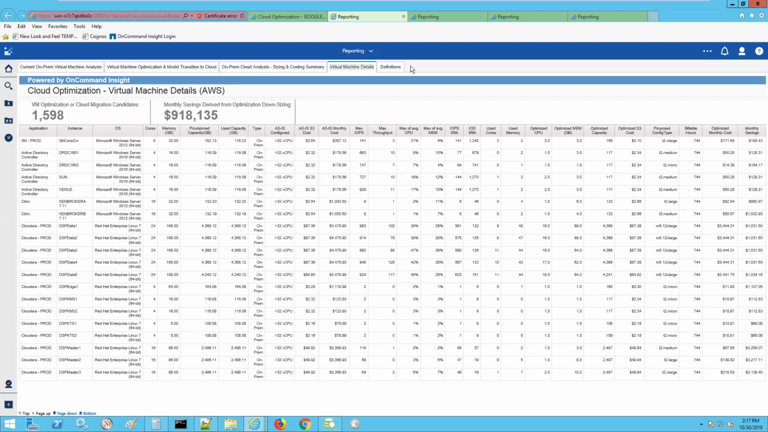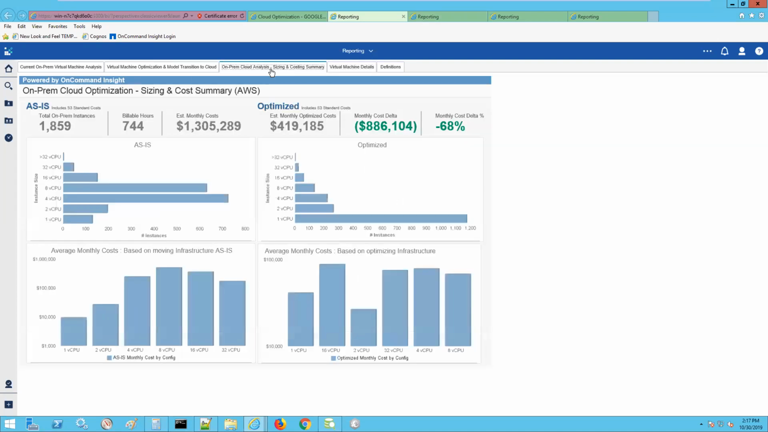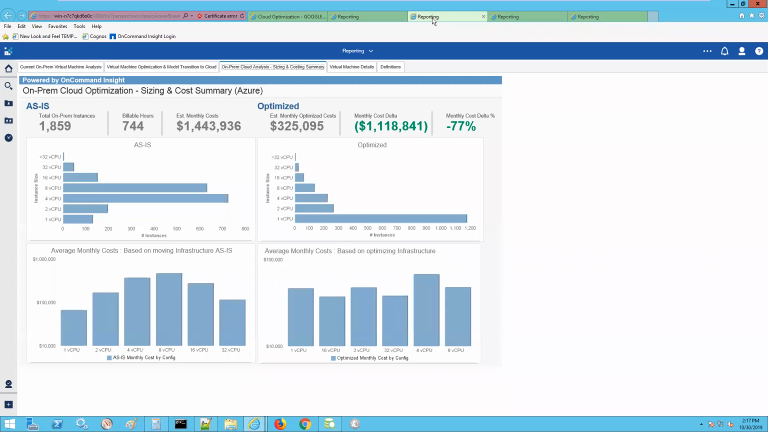Now we do the same thing for Azure. Now look at the costs here. You can see right now I'm realizing a cost savings of 68%. Now, for the same environment, I'm going to go and look at Azure. Azure costs are a little cheaper.